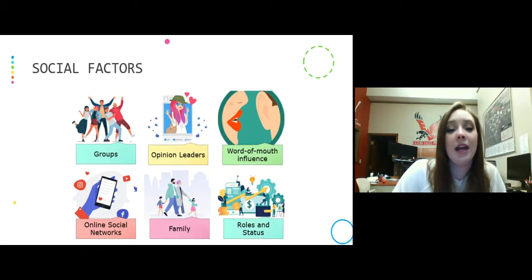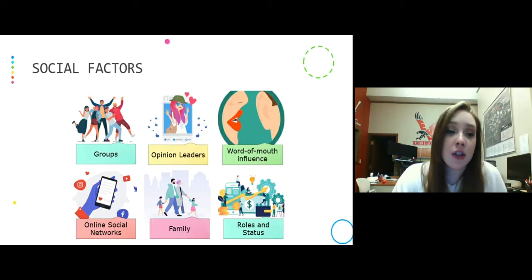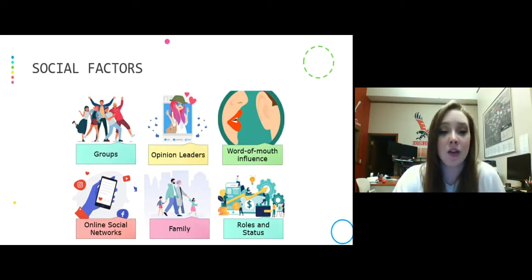So next we have opinion leaders. An opinion leader is a person within a reference group who, because of social skills or knowledge, personality, or other characteristics, exerts social influence on others. Opinion leaders are often referred to as influencers or leading adopters. Buzz marketing is essentially what these influencers are a part of, and that's when you enlist or create opinion leaders to serve as brand ambassadors who spread the word about the company's products.